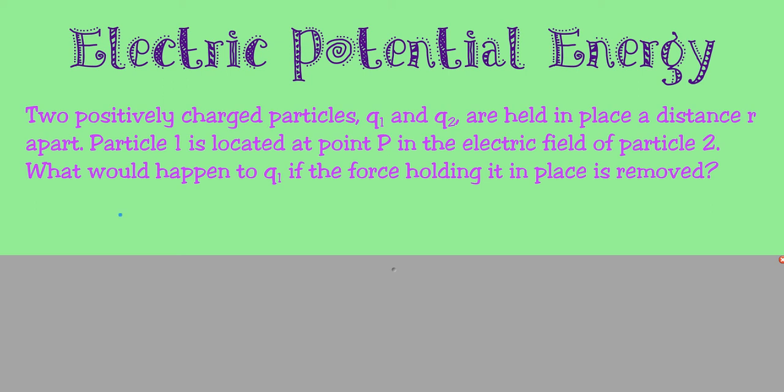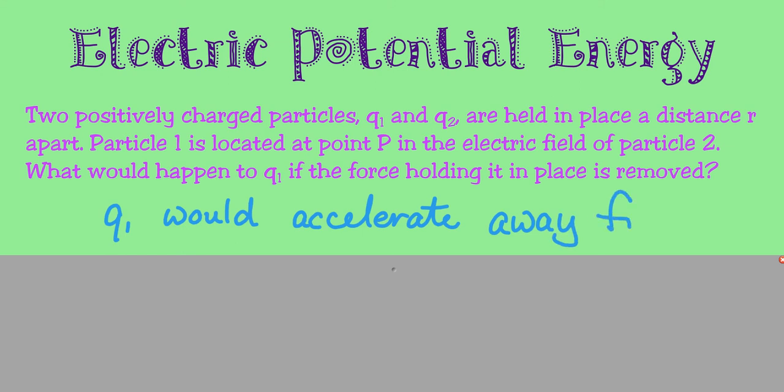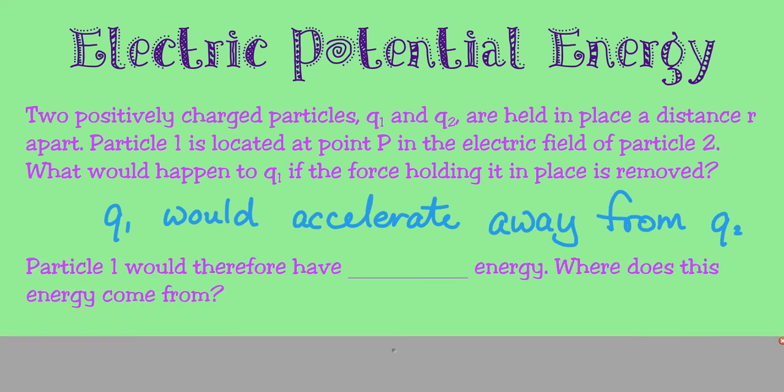Hopefully, you answered that Q1 would accelerate. And if these are two positively charged particles, it would accelerate away from Q2. So not only would it move, but the key here is the fact that it would accelerate. Now, if it's accelerating, really even if it's moving, it would therefore have a specific type of energy that we associate with motion, which we know of being kinetic energy.